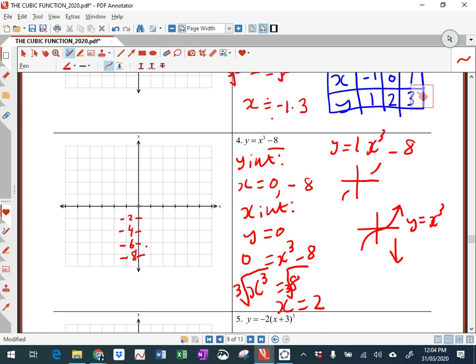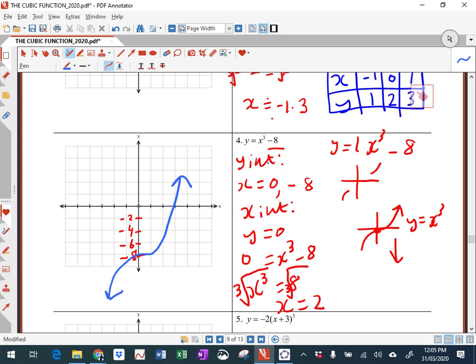Now, I know that I'm going through -8. I know that my point of inflection, by the way, here's my point of inflection, is going to move down 8 units as well. So as a sketch, I know that I'm coming through here, and I'm going horizontal at -8, and then I'm coming up here.